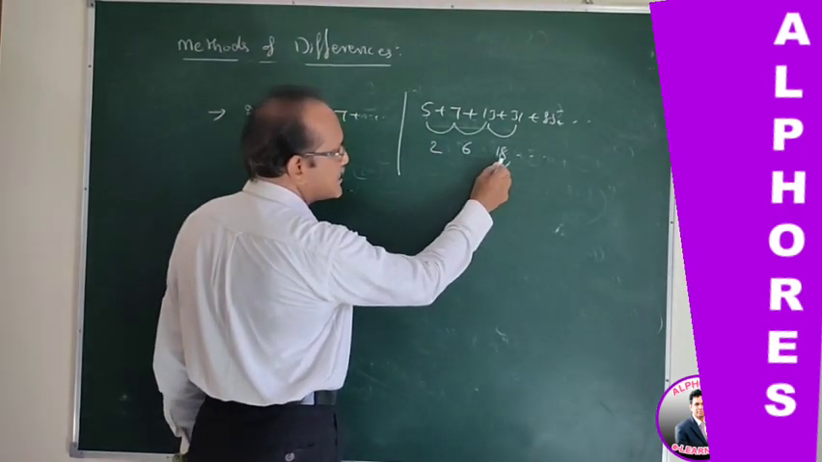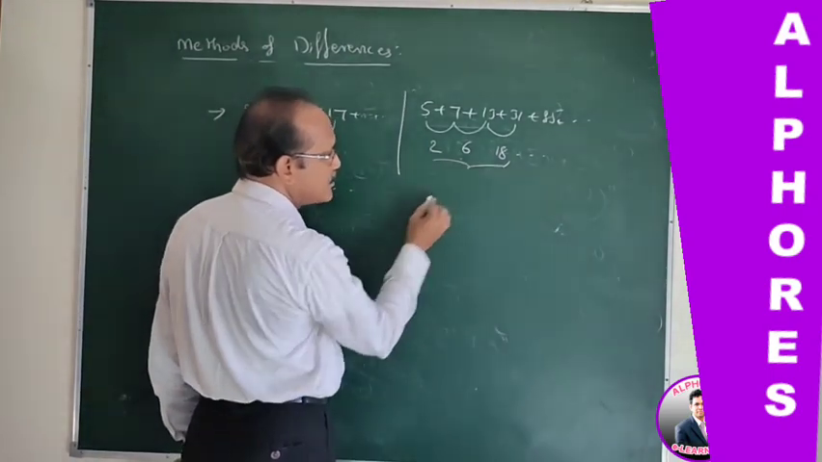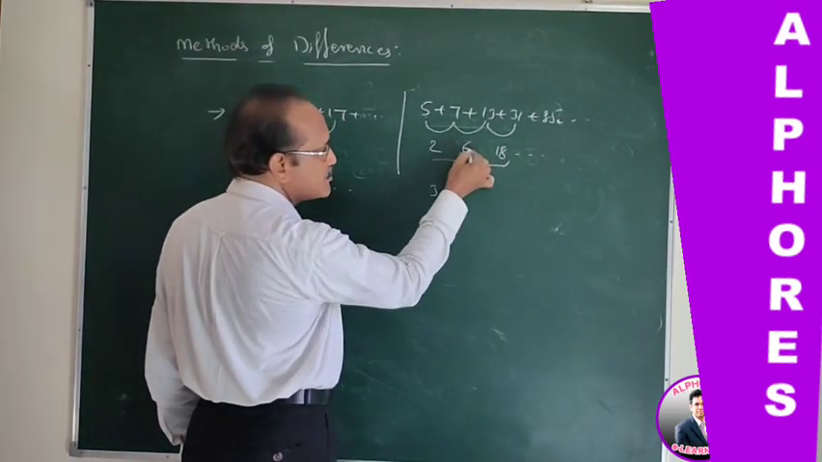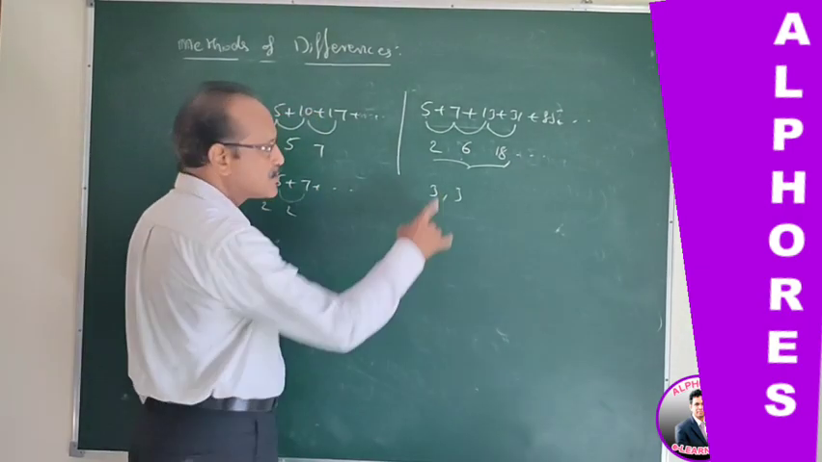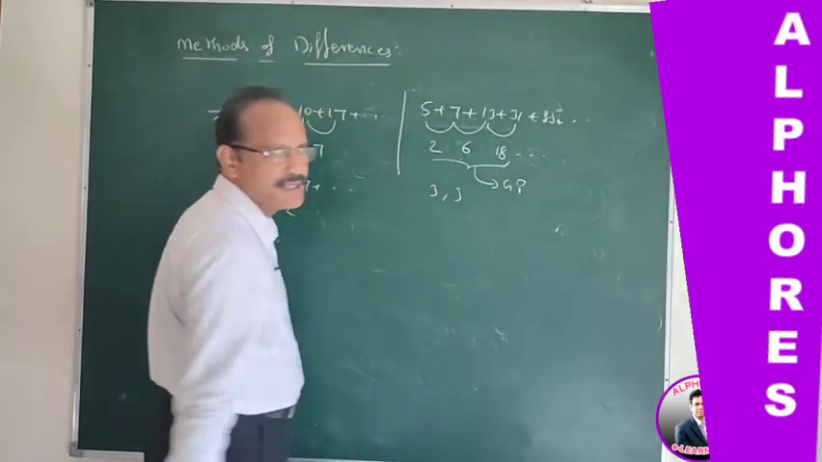2, 6, 18 is the successive difference values. You know, it is a GP because 6 divided by 2 is 3, and 18 divided by 6 is also 3. So the common ratio is the same. Therefore, this forms a GP series.